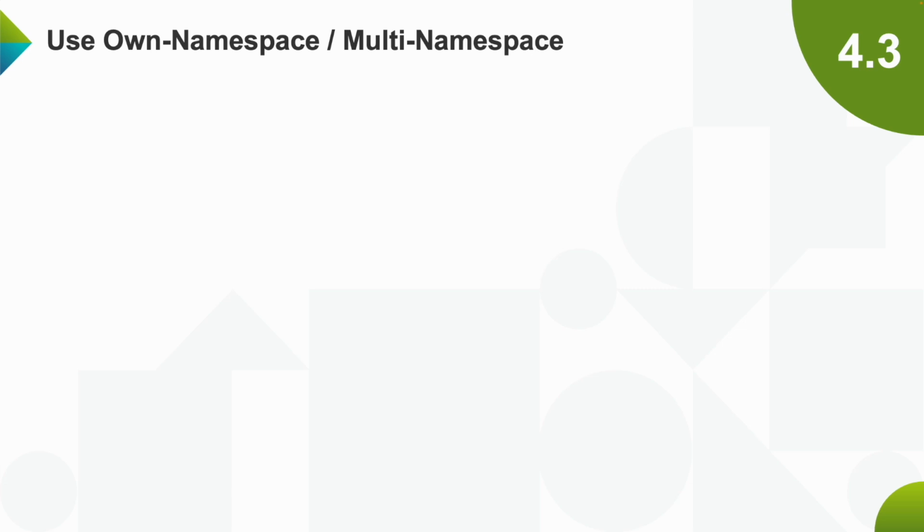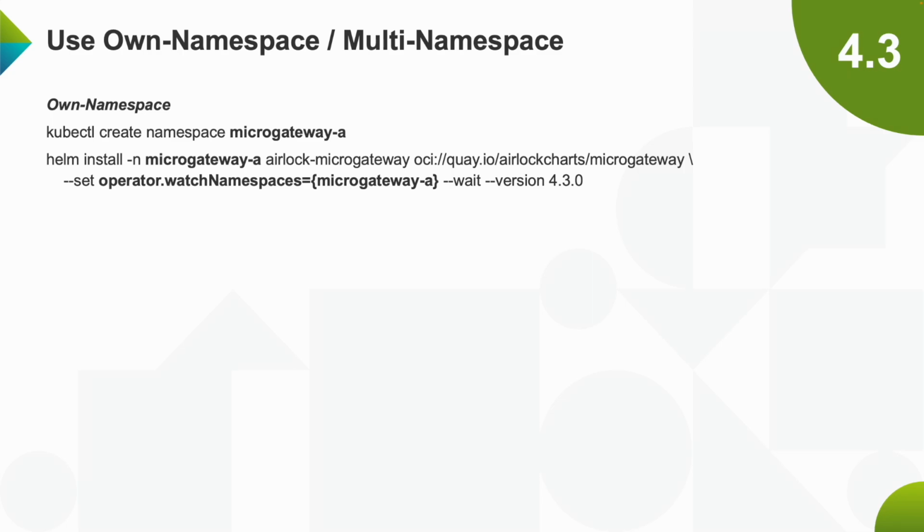The following commands show how easy it is to deploy the Microgateway operator in these different installation modes. First, I will show you the installation mode own namespace. When starting from scratch, we need to create a namespace where the Microgateway and the web application should be deployed. The part in bold deploys the operator in namespace microgateway-A, and instructs that it is responsible for this namespace.